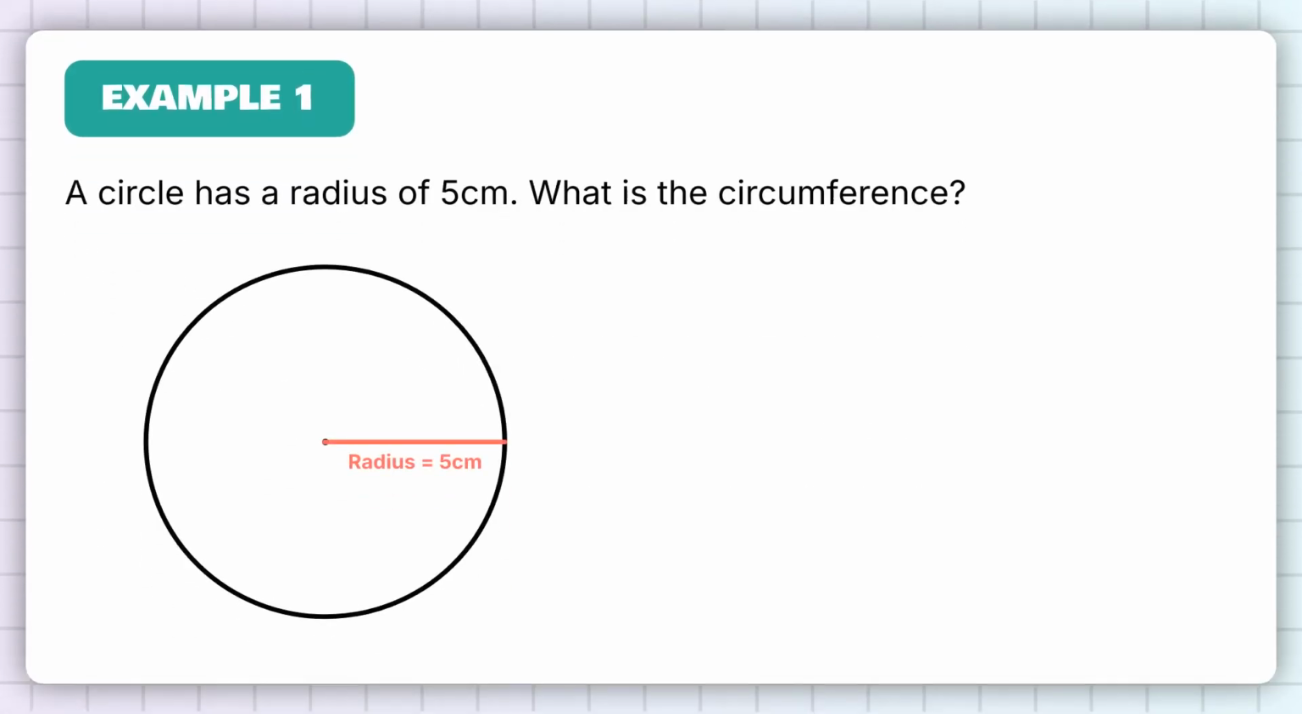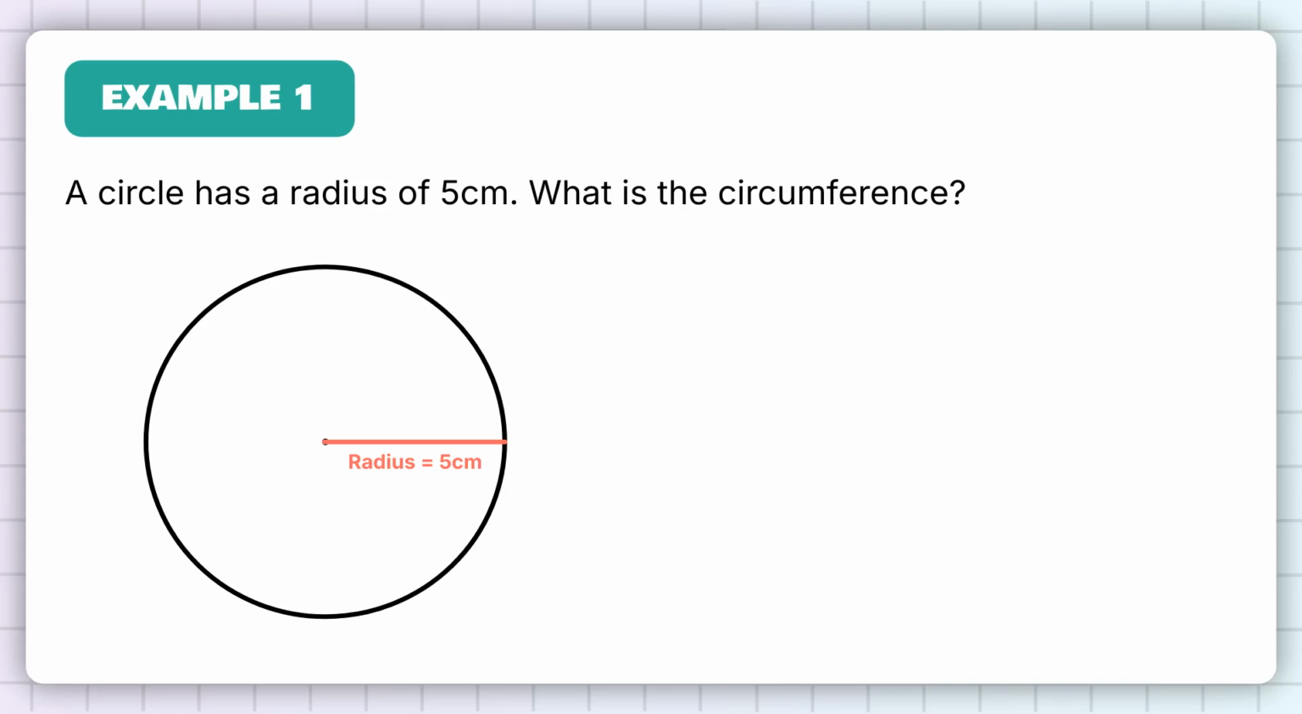Let's start with calculating the circumference of a circle. In this diagram, we have a circle with a radius of 5 centimeters. Pause the video and see if you can calculate its circumference. You might need a calculator if you want the exact value.